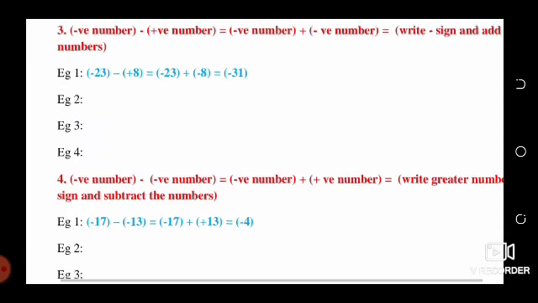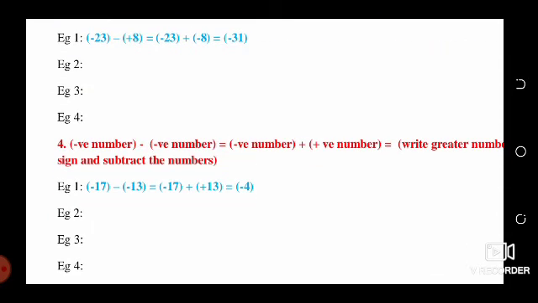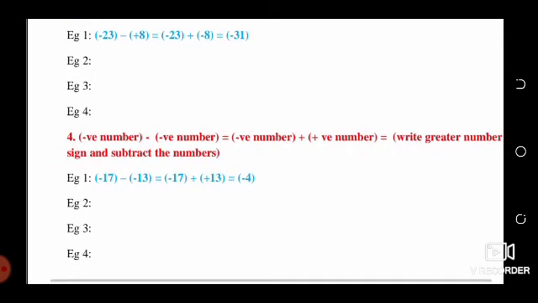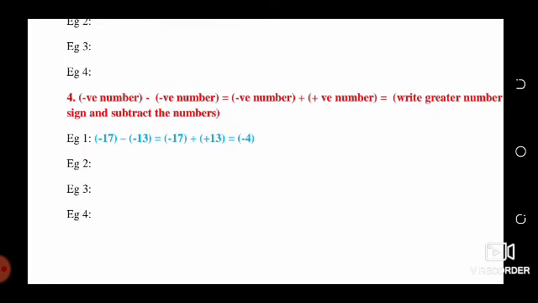Now for the fourth rule in subtraction, a negative number has to be subtracted to a negative number. Now for that, the first number, let it remain as a negative number. The second number, negative number, should be changed as a positive number. So in between the symbol should be plus. So for that we have to write the greater number sign and subtract the numbers. So here let us see the example.